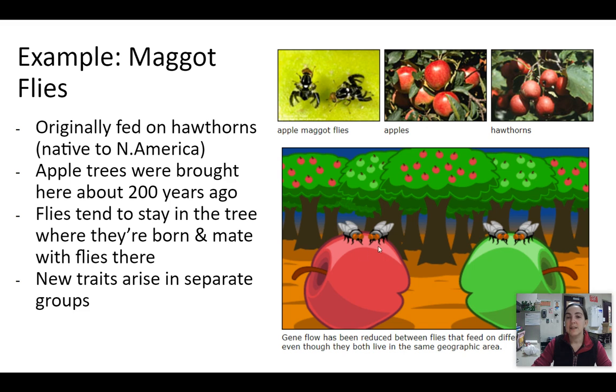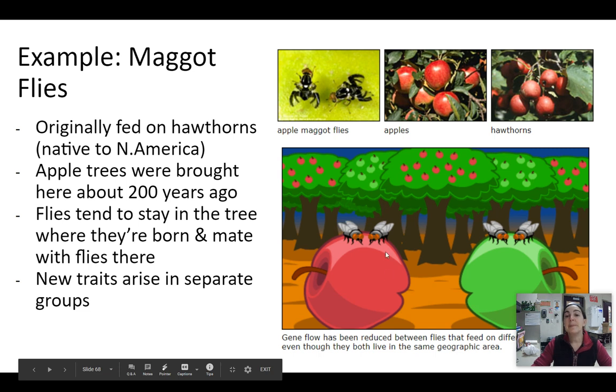But the thing is, these flies are pretty small. They don't travel very far. Whichever tree they're born in, they tend to feed off that fruit and breed with other flies who are feeding off that fruit. There's no reason they couldn't just fly to the tree next door and breed with a different fly, but they generally don't. And so because of that, because they tend to stay in the tree where they're born, that is a type of behavioral reproductive isolation. They are still becoming separated, and they start to evolve separate traits.